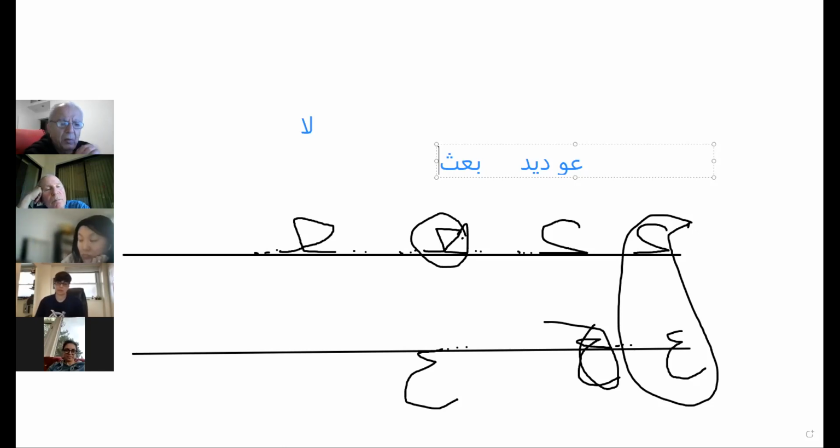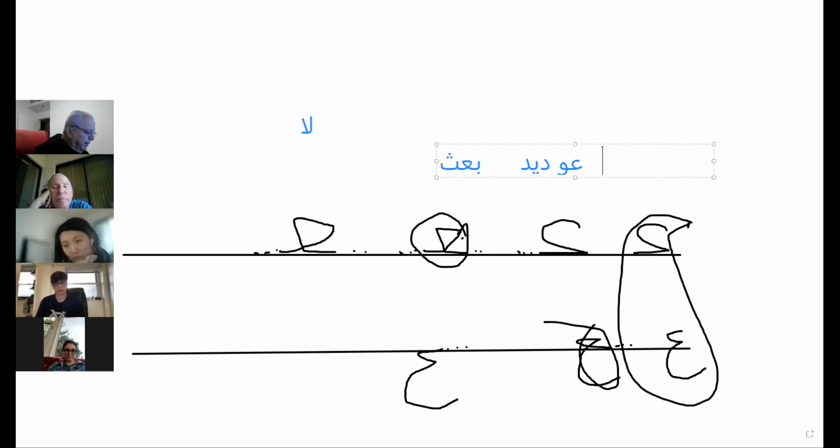But when you are typing, you don't have to remember how the letter looks at the beginning, in the middle, or the end. You just go ahead and choose the letter from the keyboard, and it will do it by itself. So that's the way ba'atha. You see how it's written.